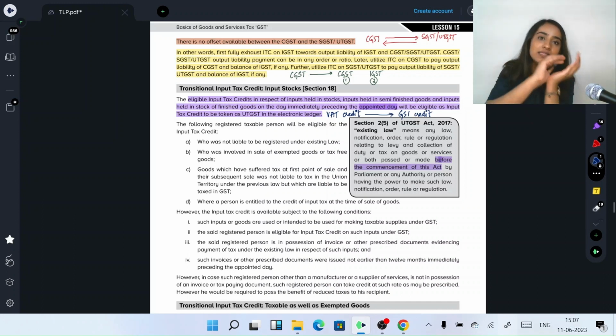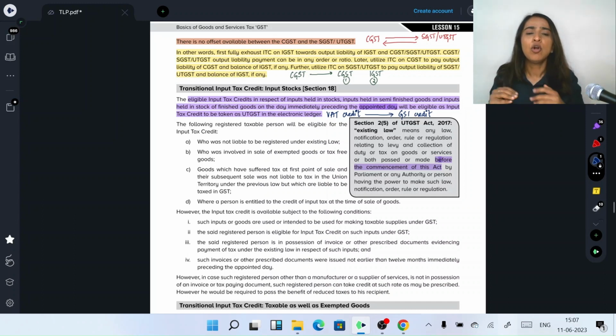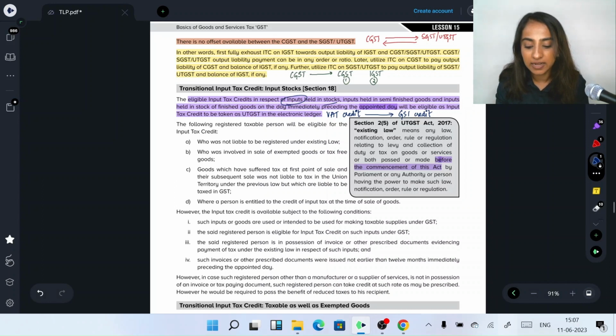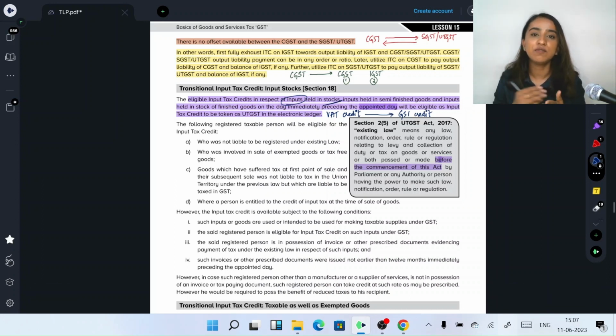That is called the transitional credit that they're talking about. On what would you have paid taxes? You tell me. You would have paid taxes on your inputs, right? Inputs held in what? Stock. Okay, whatever is your stock in trade, then held in semi-finished goods.